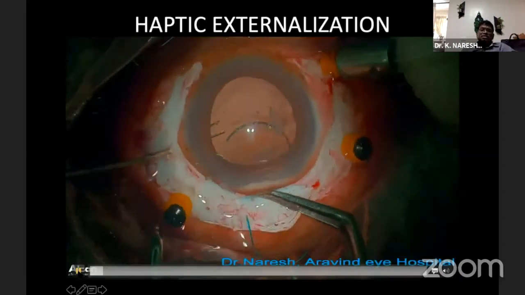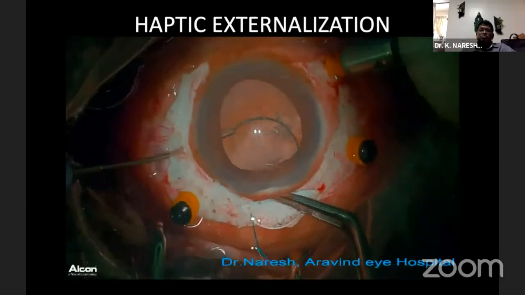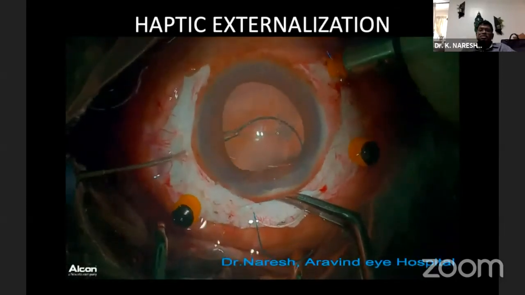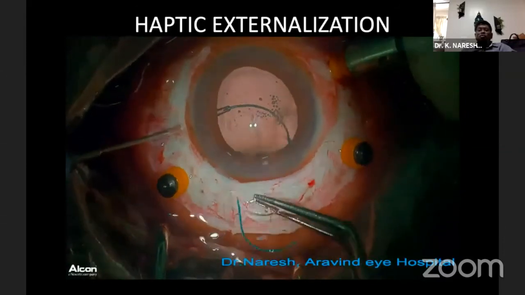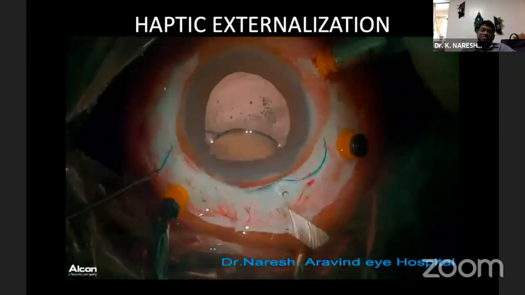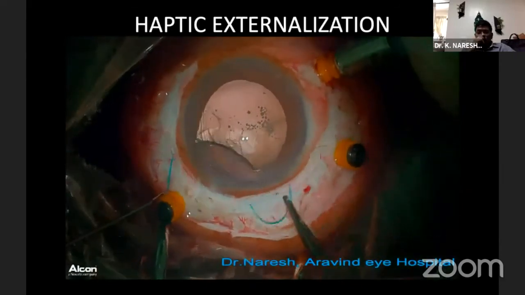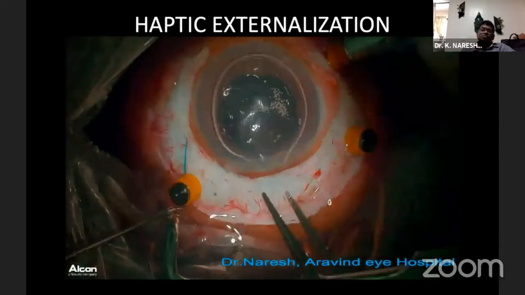Once it is done, this is a rigid PMMA lens. I am using a Gabber forceps. You can see, you insert the lens. Always hold the tip of the haptic. If you hold the shaft of the haptic, there is every chance the haptic will be broken and you'll have to replace the lens.